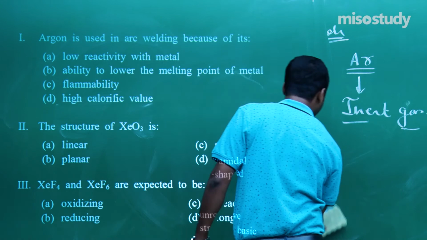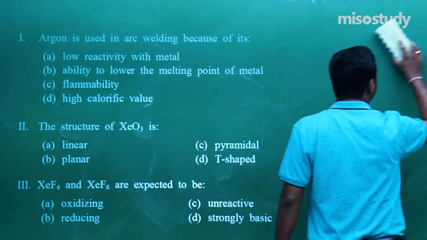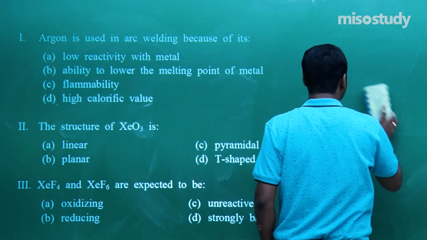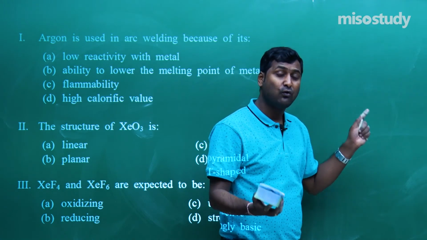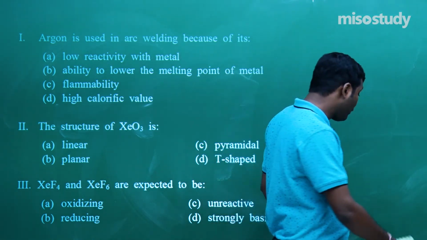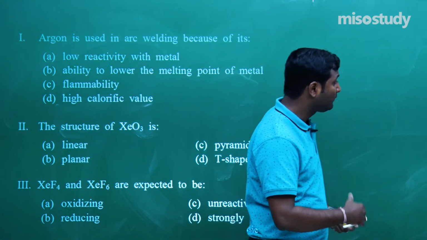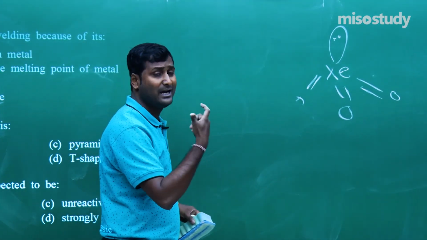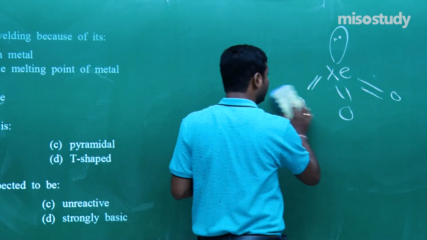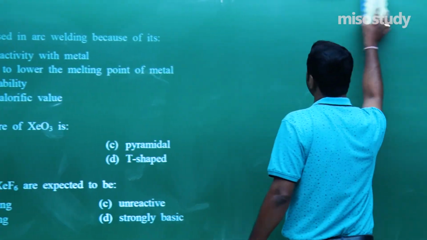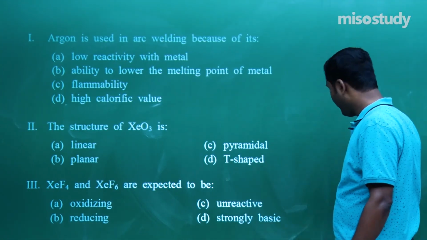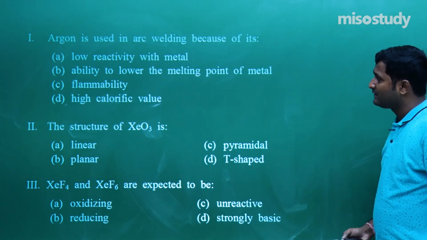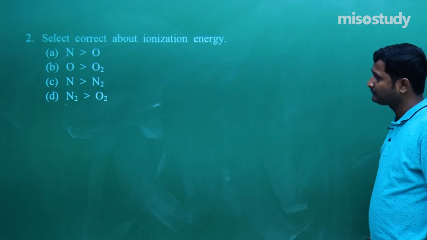One more thing I have to mention here: you have to focus on the structure, how to draw the structure, how to find the lone pairs of electrons, and how to find the hybridization, because the maximum number of questions are asked from those sections. So those are very important for you. Clear? Now let's revise the things again.